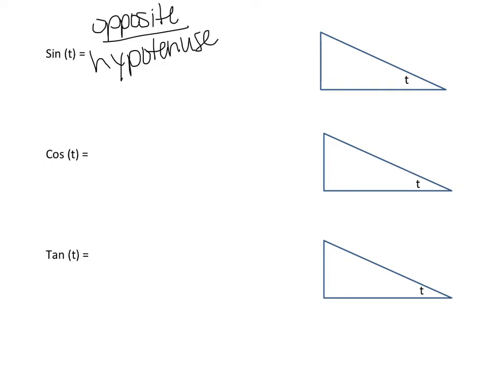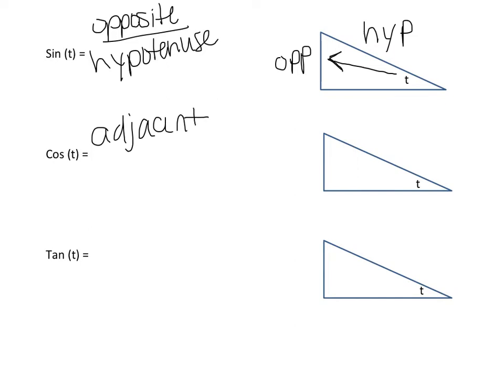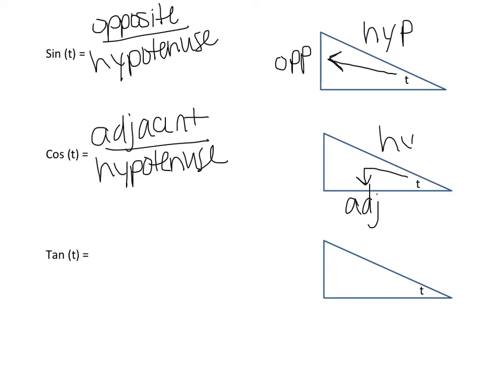When we talk about opposite, we're talking about opposite of that angle T. Side not touching that angle at all, so here's the opposite. Hypotenuse, longest side of the triangle, or opposite of the 90 degree. Cosine is adjacent over your hypotenuse. Adjacent means next to but not the hypotenuse, so this is the adjacent side.